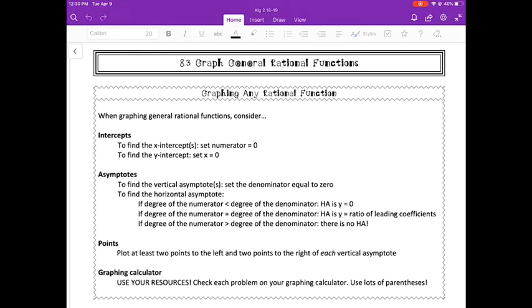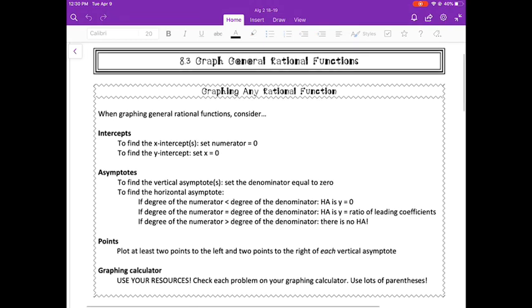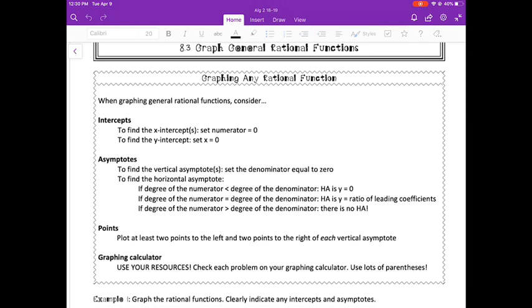Hello, Algebra 2 students. We are working through section 8.3, graphing general rational functions. When we graph rational functions that don't really fit into the two categories from yesterday, we follow a couple of general rules. We want to consider our intercepts. To find our x-intercepts, you set your numerator equal to 0, which often involves factoring first.